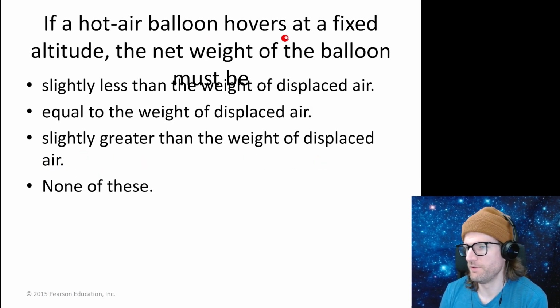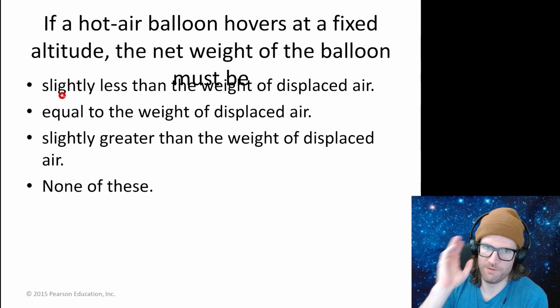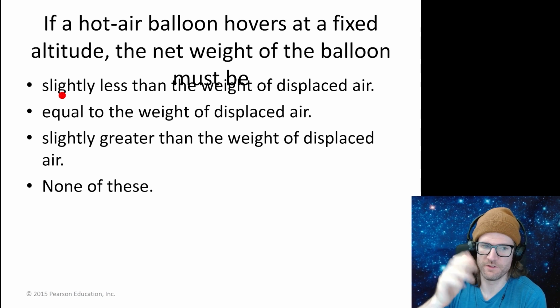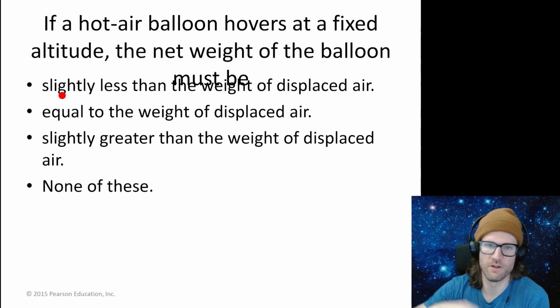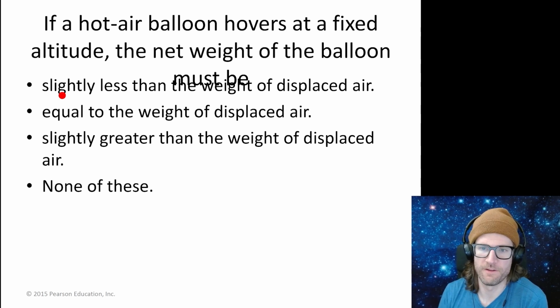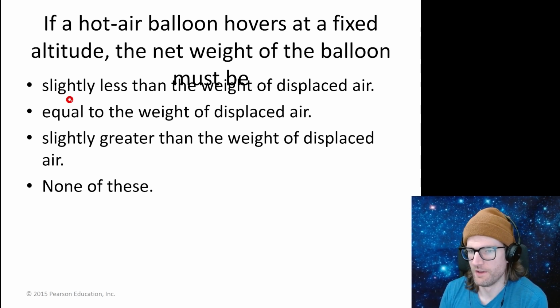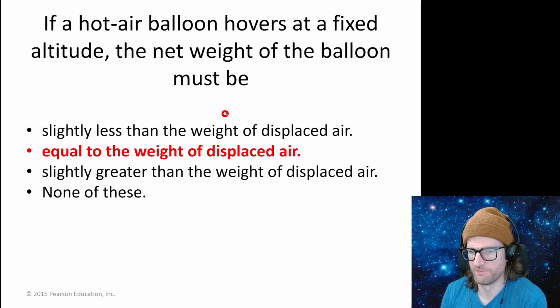If a hot air balloon hovers at a fixed altitude, the net weight of the balloon must be, well, if a hot air balloon is hovering at a fixed altitude, that means the weight force and the buoyant force are equal, canceling each other out, and the hot air balloon is in equilibrium. So slightly less than the weight of the displaced air. Equal to the weight of the displaced air, that sounds right. Slightly greater, no, it's going to be the second one.